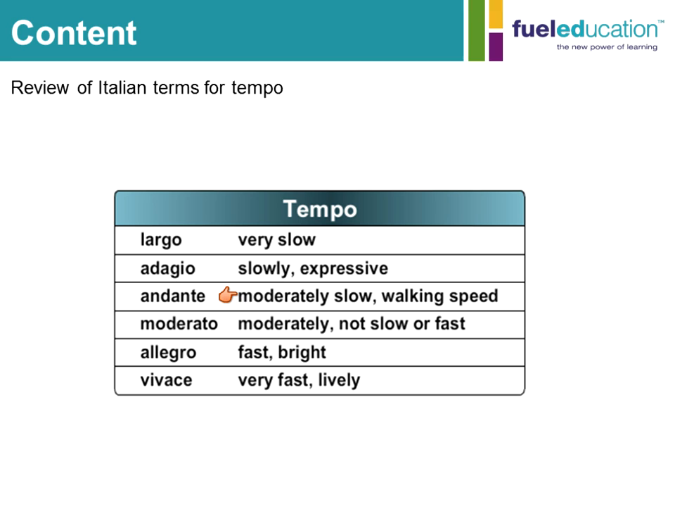Andante is moderately slow, like walking speed. Moderato is like it sounds, moderately, not so slow or fast. Allegro is fast and bright. Vivace is very fast and lively.